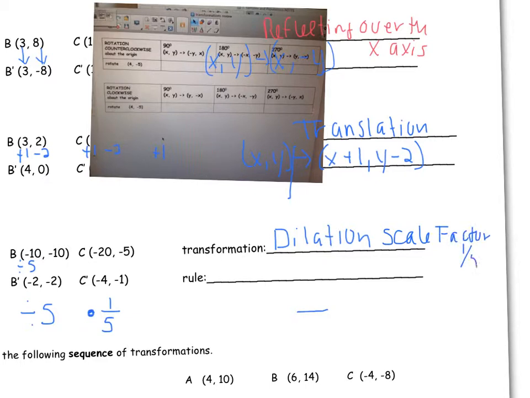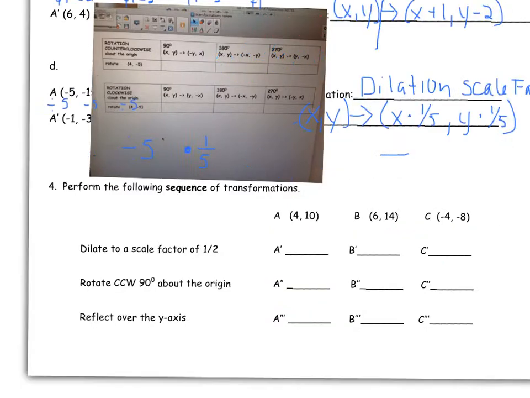of 1/5, and my rule, I start with my original, and I notice I'm always putting that rule in terms of the original first, and then what did I have to do to the x? I multiplied it by 1/5. What did I have to do to the y? I multiplied it by 1/5. I suggest that you watch this part and practice this part before the common assessment.